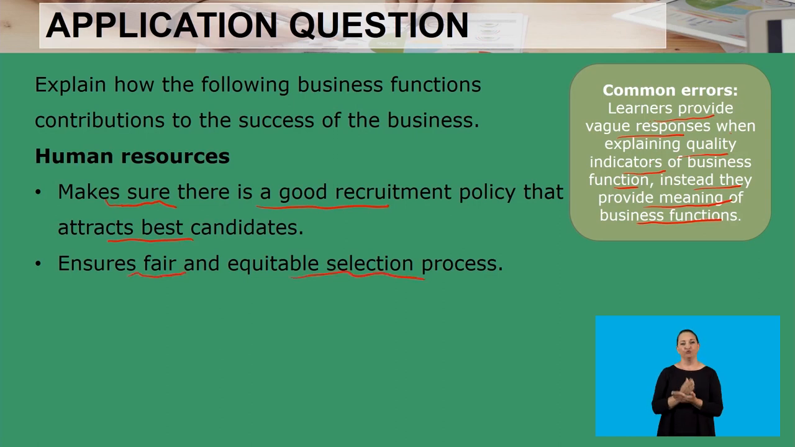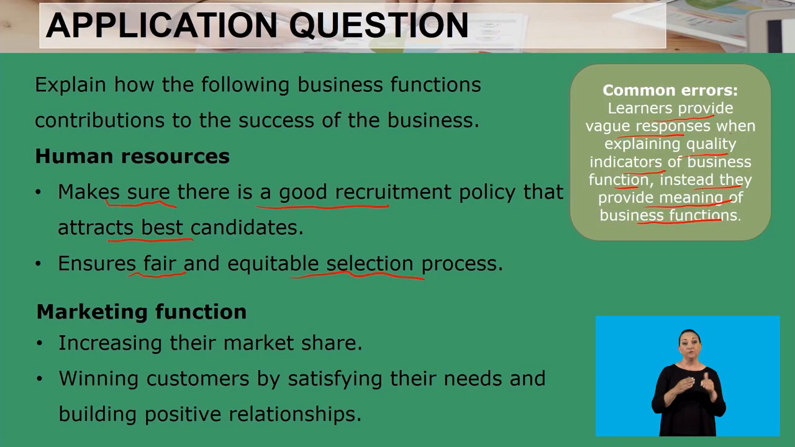This would help the business to comply with some legislations, such as the Employment Equity Act, which focuses largely on making sure that they achieve fairness in the process of hiring. And they also have the Broad-Based Black Economic Empowerment Act, which also has the need to hire those who were previously disadvantaged. So that way they'll be complying with such legislation, which will help the business to lead to success. Now, the marketing function.